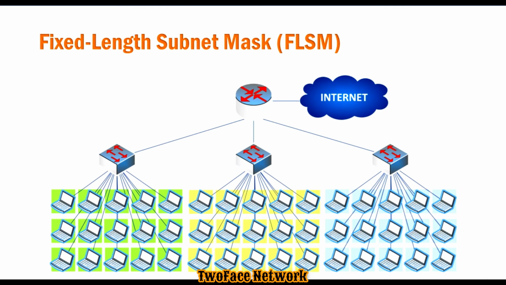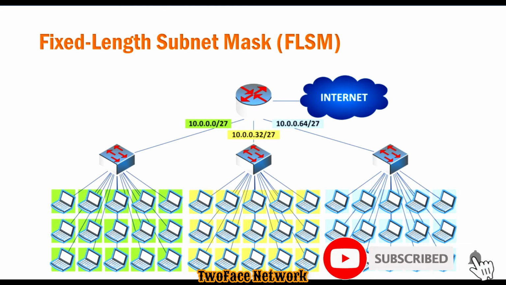In the example from our previous lessons, whether we use fixed length or variable length subnetting, we will end up having the same mask for each of these three networks. Let me explain this example real quick. So we'll look at the first subnet.